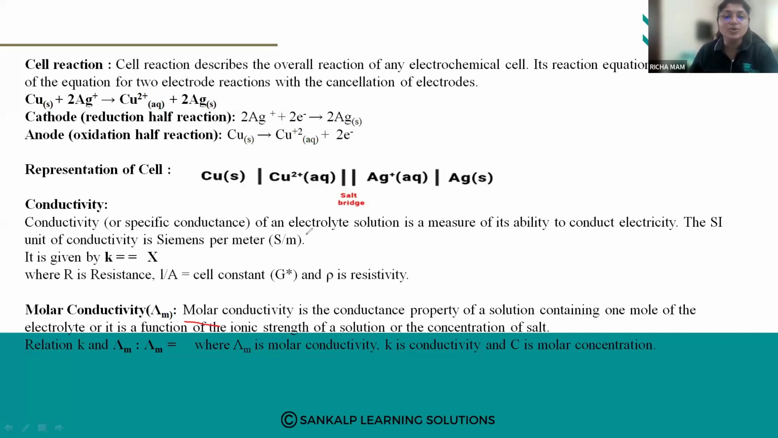So it is called molar conductivity. This is molar conductivity. It is given as lambda m equals K by C. K is expressed as siemens per meter and concentration is in mole per meter cube. So the unit of lambda m, the molar conductivity, is siemens meter square per mole. This is the unit of your molar conductivity.